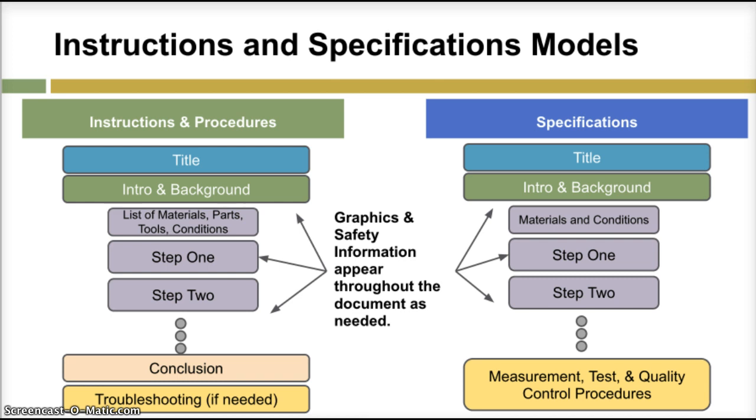Here are two diagrams that help you to see the similarities and differences between the instructions and specification models. You can see on the instruction and procedure side that each one has a title, an introduction and a background, a list of materials, parts, tools, and conditions, and then a stepped process which finally leads to a conclusion and any troubleshooting if needed. Both graphics and safety information appear throughout the document as needed. For specifications, we again begin with a title, an introduction and background, and then we move to materials and conditions, the stepped process, and then finally end the document with measurement, test, and quality control procedures.